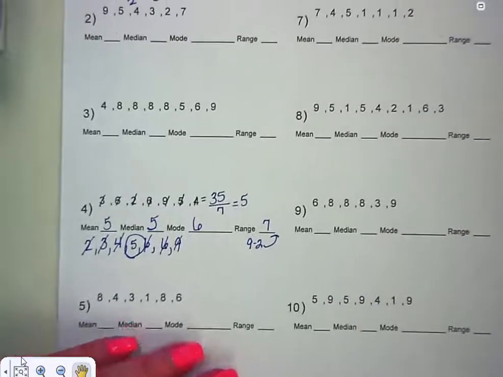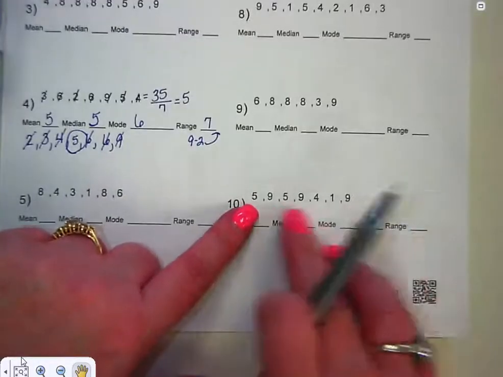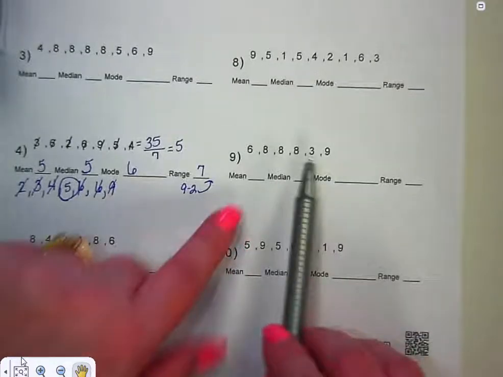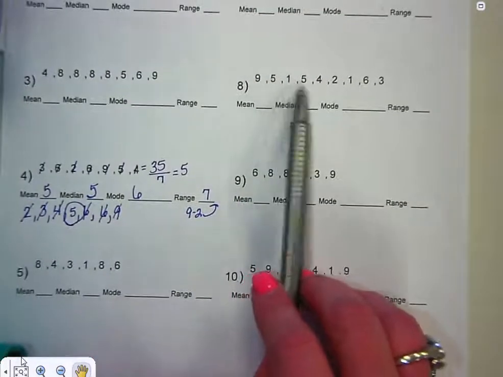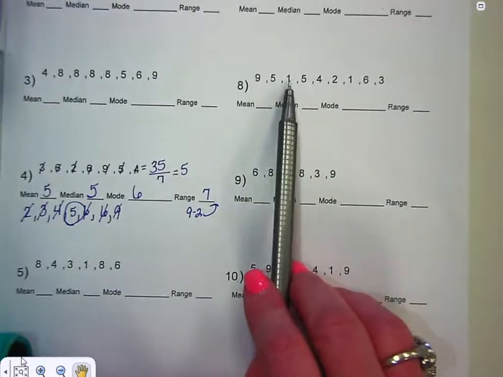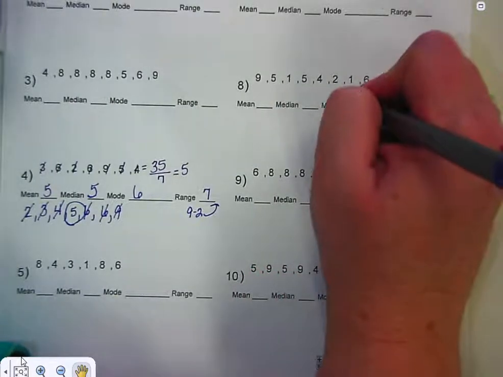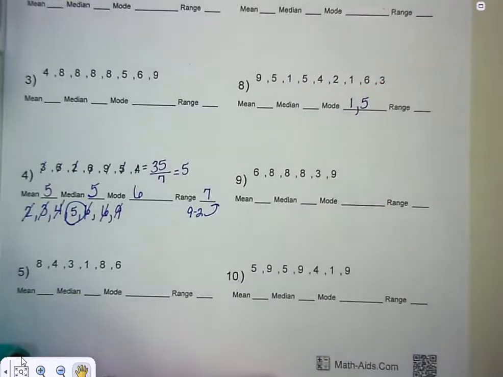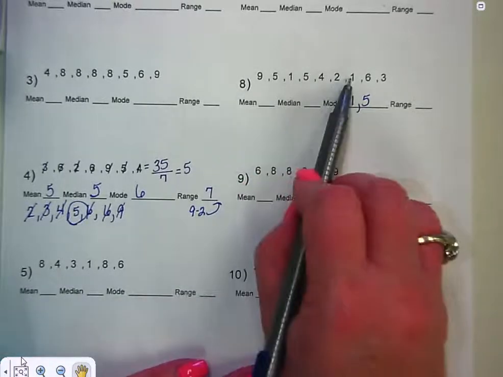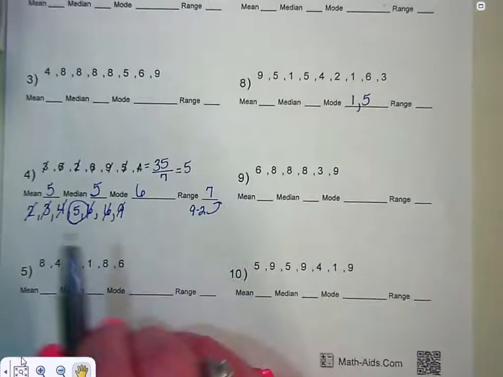Okay, there's one I want to talk about. Let's talk about the mode on number 10. There's 2 5s. Nope, that's not it. Hold on. Let's talk about the mode on number 8. There's 2 5s and there's 2 1s. So what would be the mode? 1 and 5. Do you remember how the notes say there could be more than 1? Oh, yeah. This one, there's 2 1s and there's 2 5s. So 1, 5, you list them both.